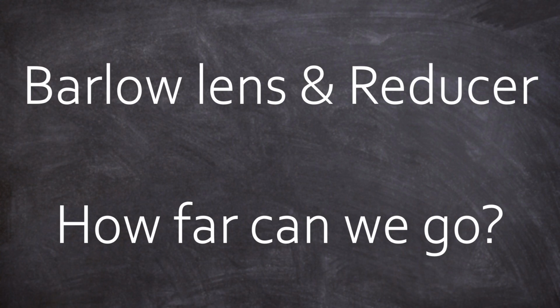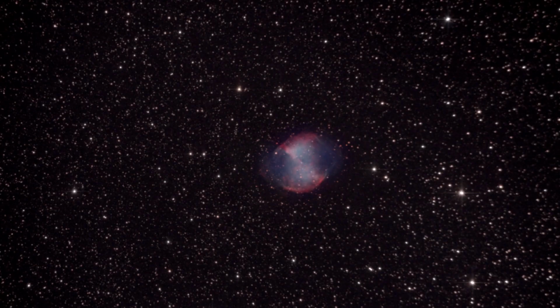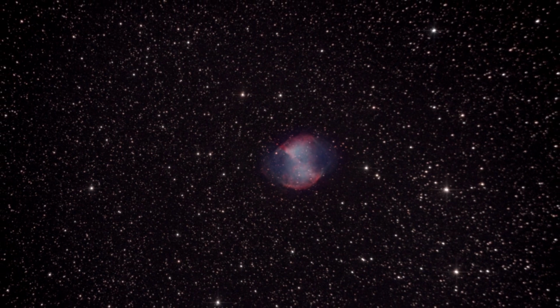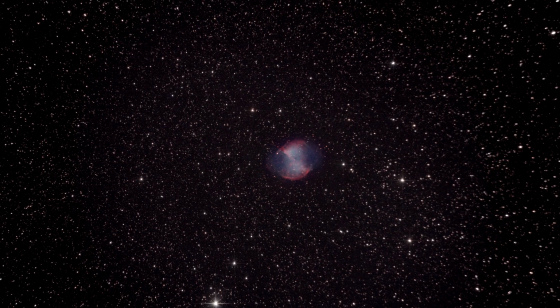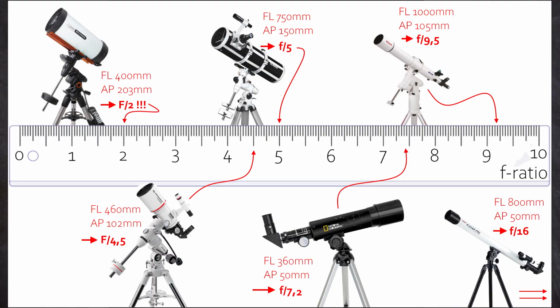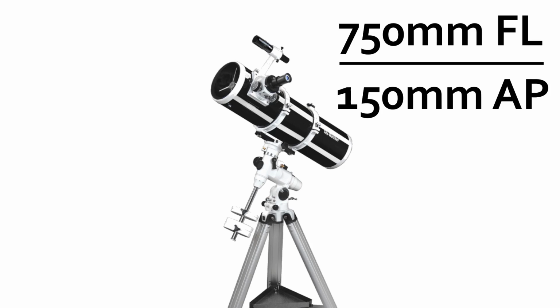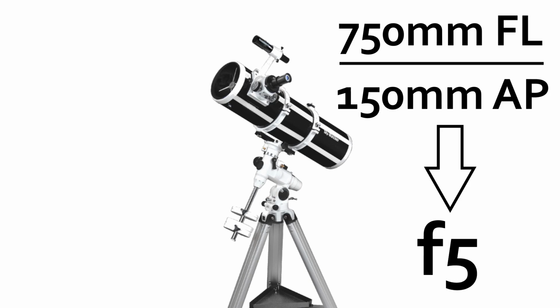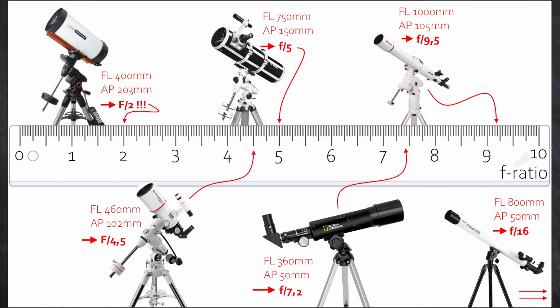Okay. We covered the upper limit. And what's on the other side? The reducer? In theory, everything sounds nice. Use a 0.5 times reducer and halve the focal length. That means not only a wider field of view, but also a much faster scope. Remember, in a previous video we talked about the fastness of a scope. Divide the focal length by the aperture and you will get the f-ratio. So my scope has 750mm focal length, and divide that by 150mm aperture equals f5, so that's okay-ish fast. And f2.5 would be twice as fast, which in turn would lower your needed exposure time a lot.